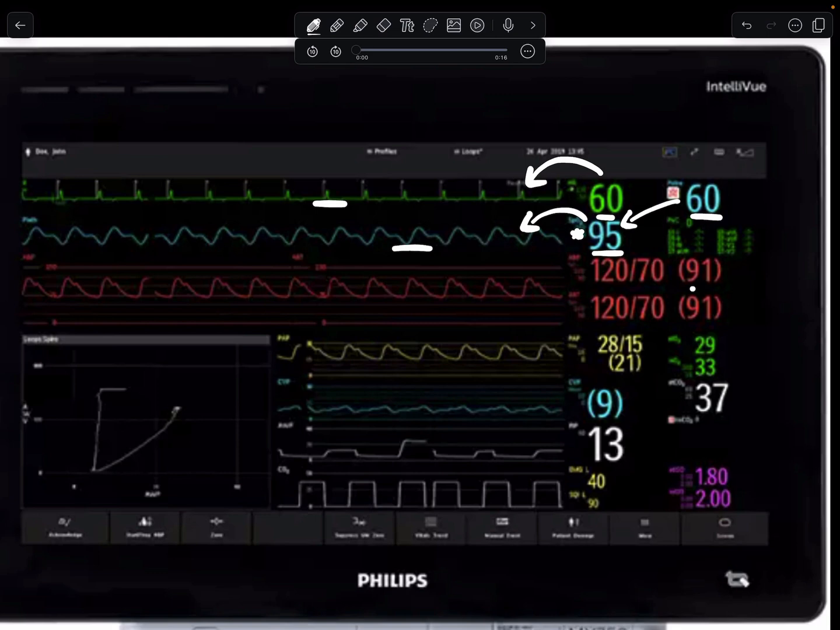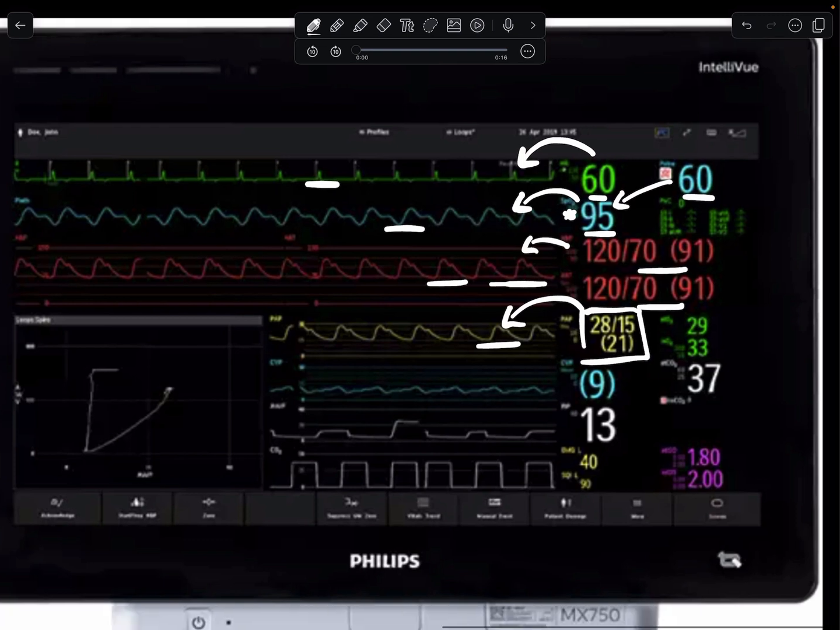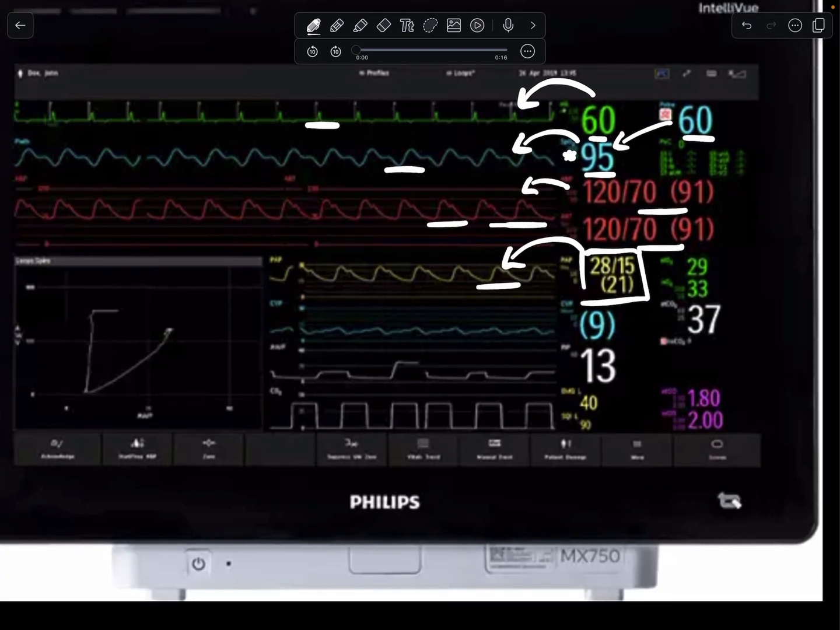These two numbers right here in red, those are pressures that are coming from your arterial line, and this would be your arterial line waveform. And then this number in yellow, that's your pulmonary artery pressures if you had a pulmonary artery catheter in, and then that's coming from your pulmonary artery waveform over here on the left. And then this number right here, that's your end-tidal CO2.